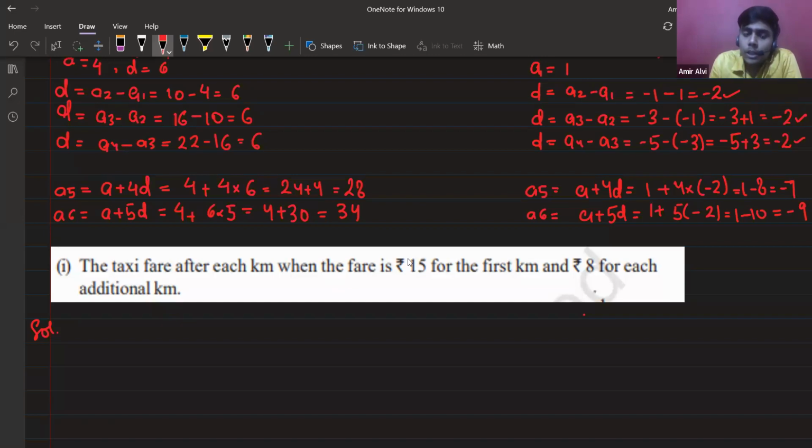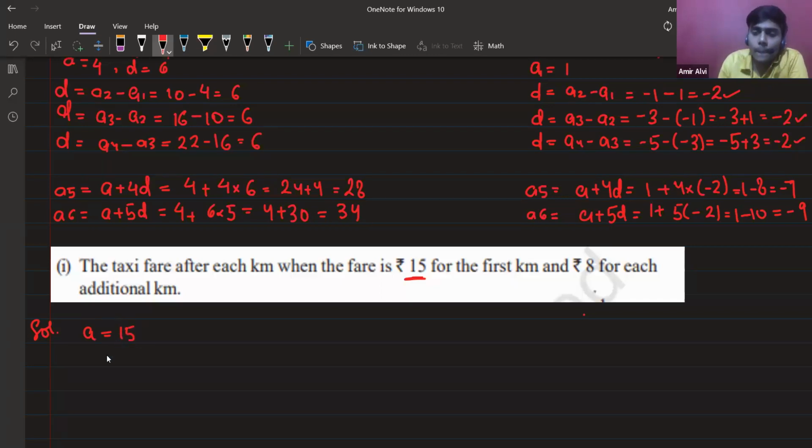For the first kilometer, in all the taxis, the fare is fixed, and it varies from taxi service to taxi service. In this scenario, it's 15. So tell me, if the first kilometer is 15, can I say that it's the first term of the list of numbers? Yes, sir. It's A, which is basically 15.